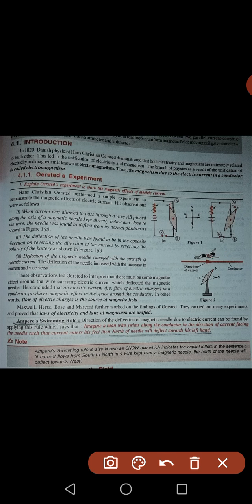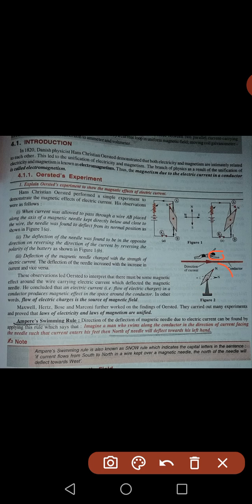Now if this is the direction of current, then according to this rule, the north pole of the magnet will deflect towards the left hand side of the person. If this is the head of the person, the left hand side is this side. So this north pole will shift this way, and as a result the south pole will shift this way. So the needle will deflect. Initially this was the north pole, then the north pole goes this side and the south pole comes like this. Can you follow that?